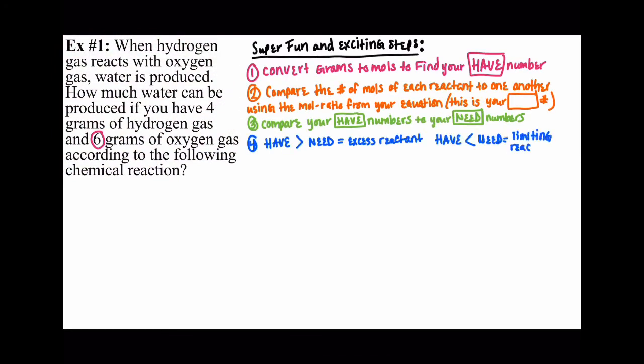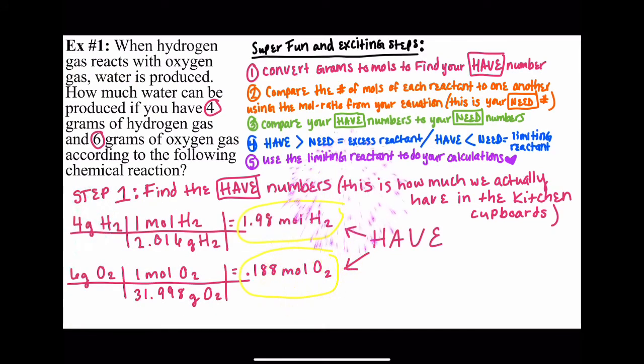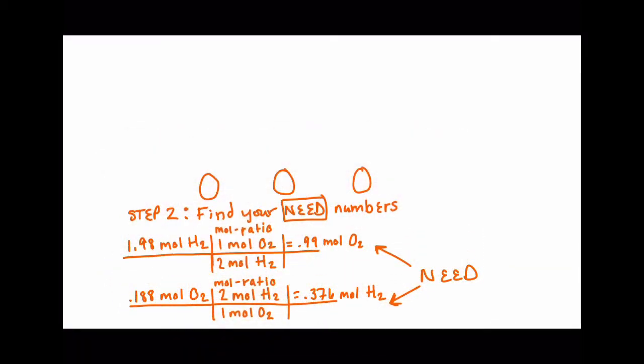So here's our problem again, and we're going to do the first step of it, okay? I've got 4 grams of hydrogen gas and 6 grams of oxygen gas. Step number 1, to find the half number, I simply have to convert these into moles, which is really easy. You got to have your periodic table, but it's the easiest step. And you can see that I had a few more moles of hydrogen than oxygen.